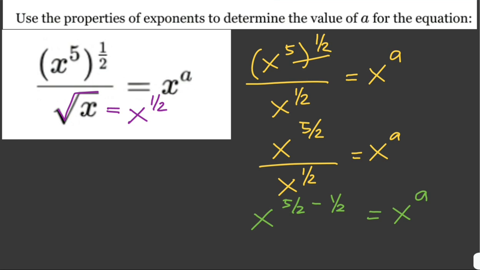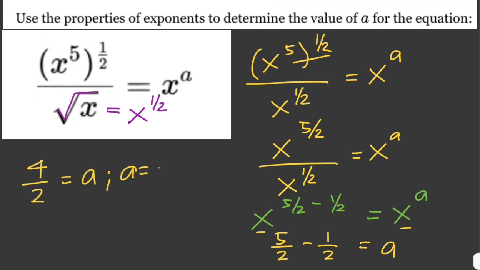Since the bases of both sides of the equation are the same, then we can apply the property of equality for exponential equations. So this would become 5/2 minus 1/2 equals a. And 5/2 minus 1/2 is just equal to 4/2. Because the two fractions have the same denominator, we can just simply directly subtract the numerators. So that would become 5 minus 1, which is 4. So this is 4/2 equals a, or a is just equal to 2.